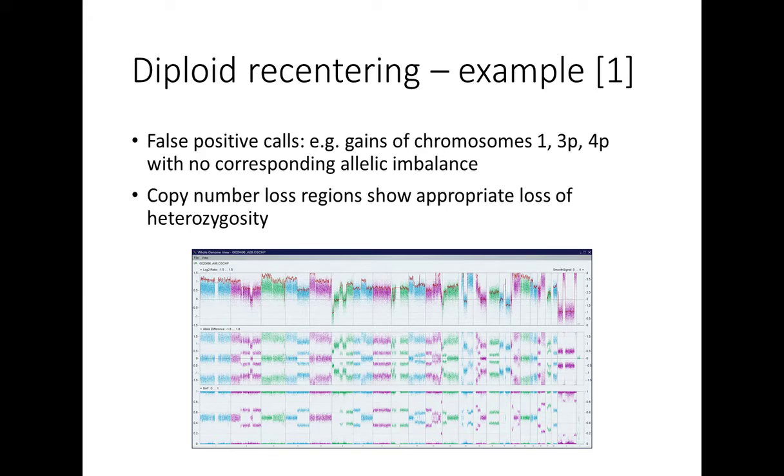In this example of leiomyosarcoma tumor specimen, you can see multiple false positive calls. For example, gains of chromosomes 1, 3p, or 4p that are represented in the top panel with log2 ratios. We call these gains false positive because they have no corresponding allelic imbalance, which can be seen in the bottom panel called BAF, B-allele frequency.